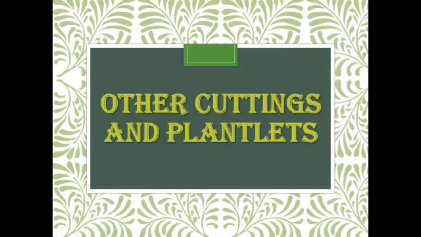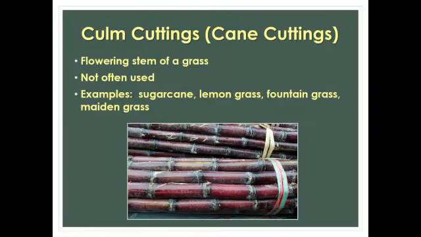This last mini lecture is about cuttings that don't fit very neatly into any of our categories of stem, root, or leaf cuttings. And also it's about plants that produce fully formed plantlets on some other organ of the plant. So we'll start with culm cuttings, which also includes cane cuttings. They're very similar but slightly different.